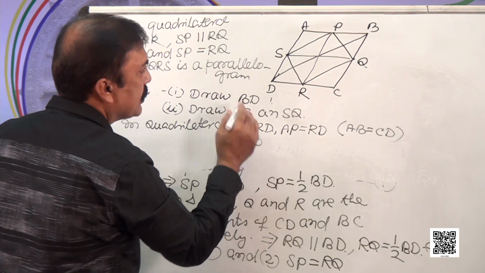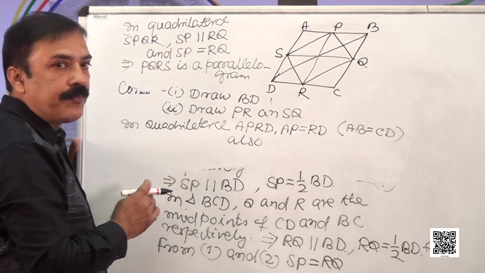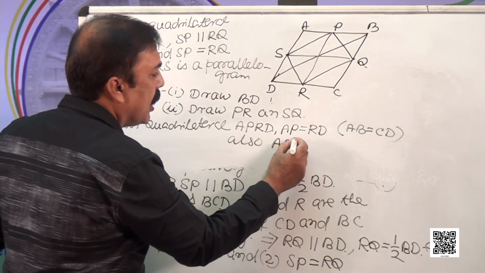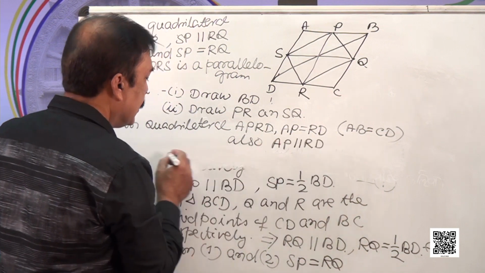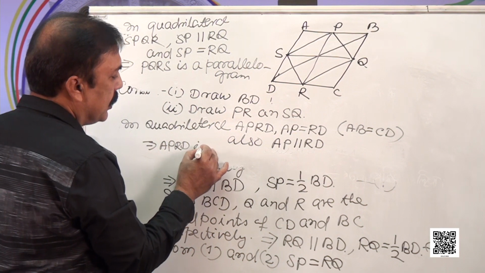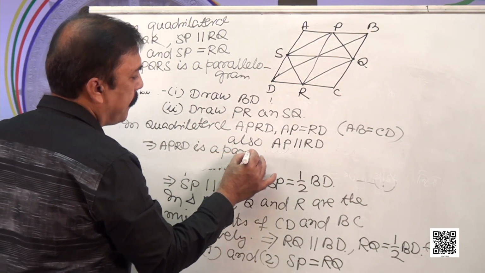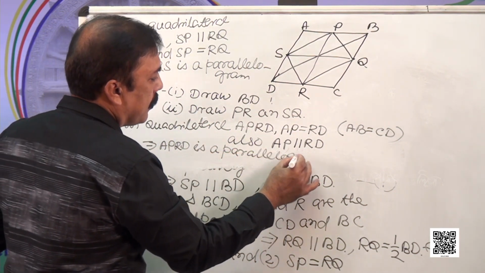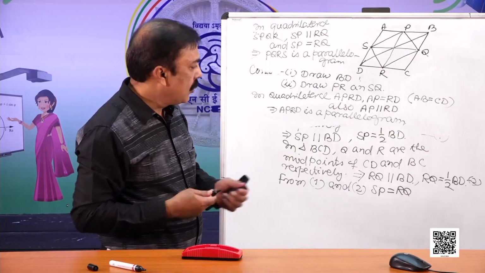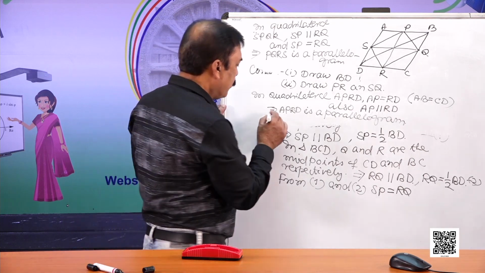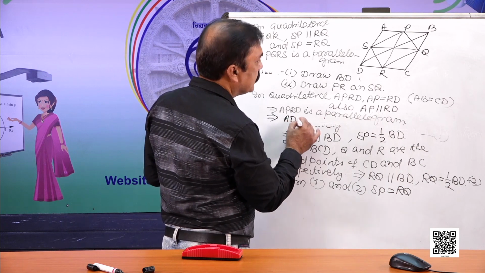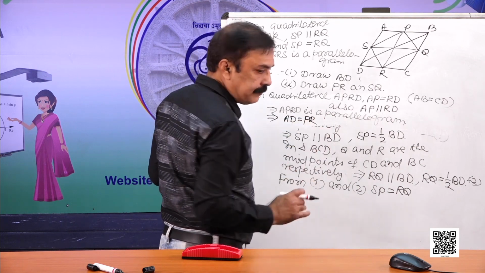Also, as this is a rhombus, rhombus is a parallelogram, so opposite sides are parallel. So we can say AP is parallel to RD. That shows that APRD is a parallelogram, which says that AD is equal to PR.